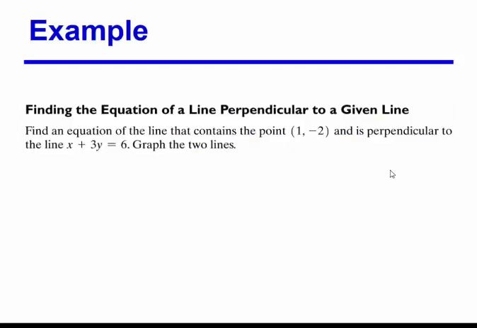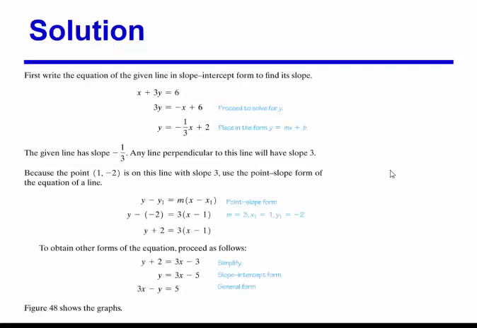So find the equation of a line that contains the point (1, negative 2) and is perpendicular to x plus 3y is equal to 6. We're going to go ahead and graph both lines. So the first thing is we solve what they give us for y. We get y is equal to negative 1/3 x plus 2, which means the slope is negative 1/3. Again, there's a different way of finding the slope, and I'll talk about this in class. So any line that is perpendicular to this particular line has a slope of 3, which is the opposite reciprocal.